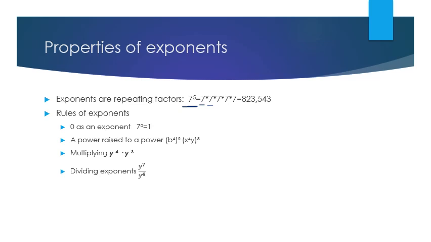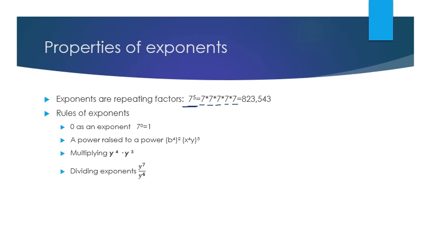In this case, 7 to the 5th power will multiply 7 times 7 times 7 times 7 times 7, and that will be 823,543. These numbers get very big very fast, and that's why when we talk about exponential growth, we're talking about something that happens very fast.